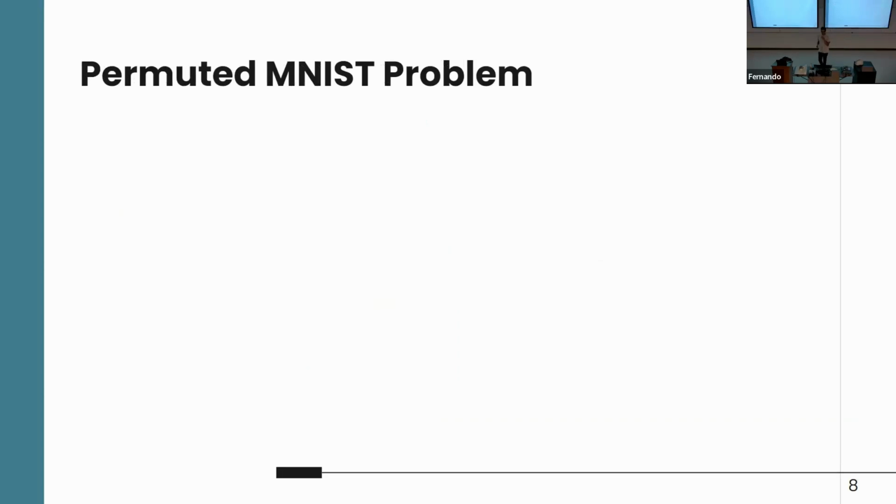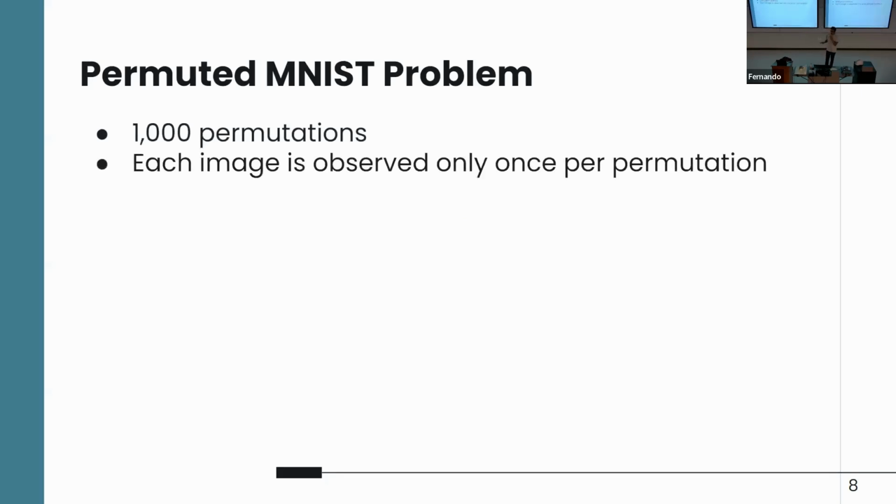Let's look at the permuted MNIST problem. First, I'm going to give you some details about the problem. Like I said, the network is just trained on permutations of the digits in the MNIST data set. I'm going to train for 1,000 permutations. Each image in the data set is observed only once. After that we just apply a new permutation.